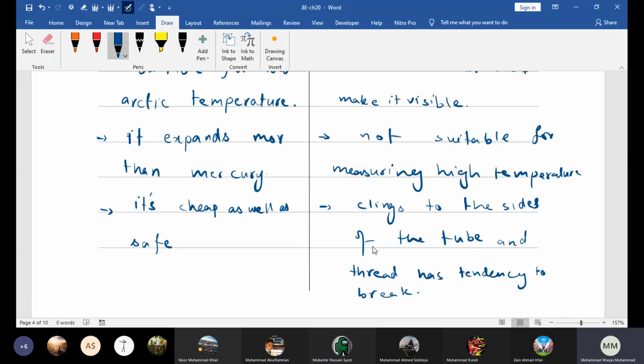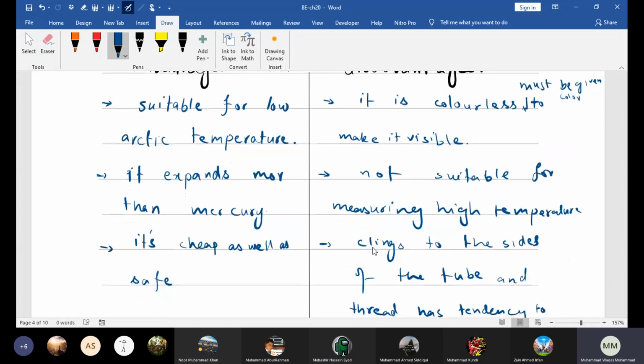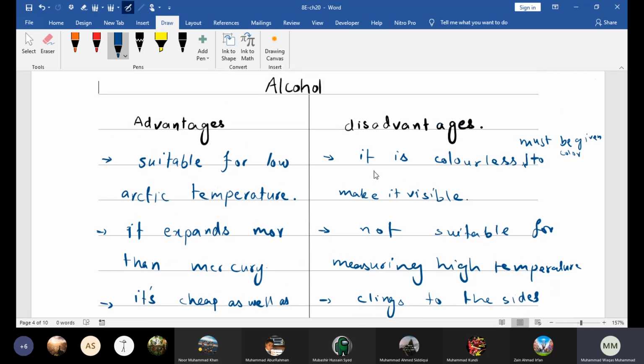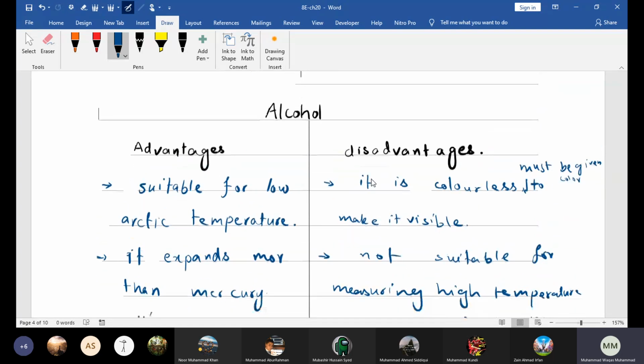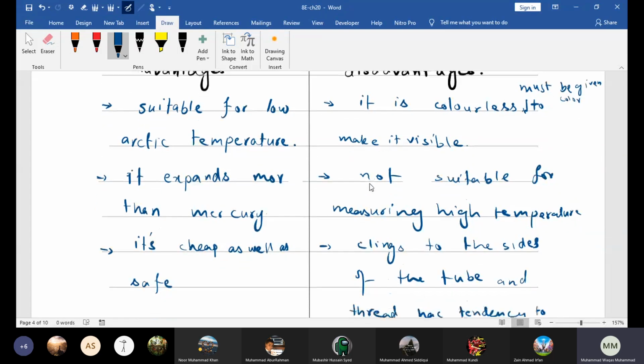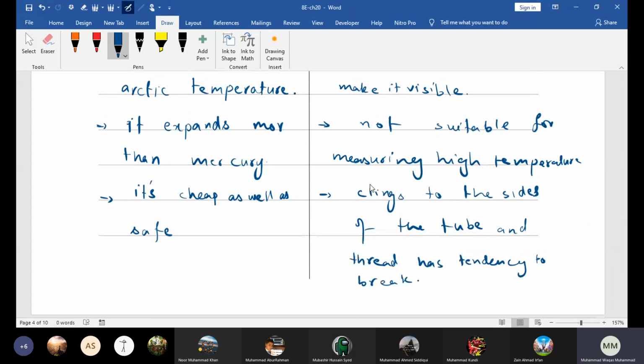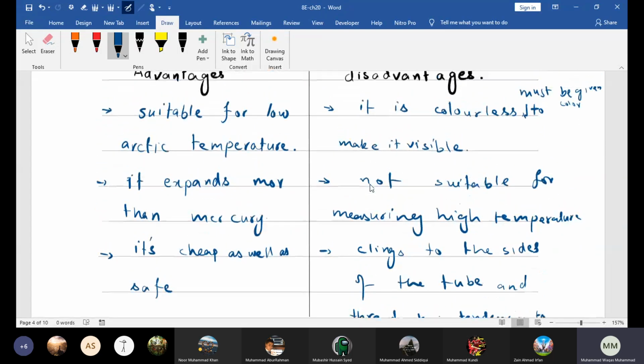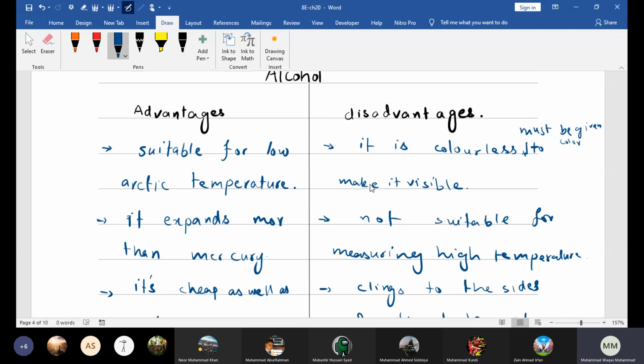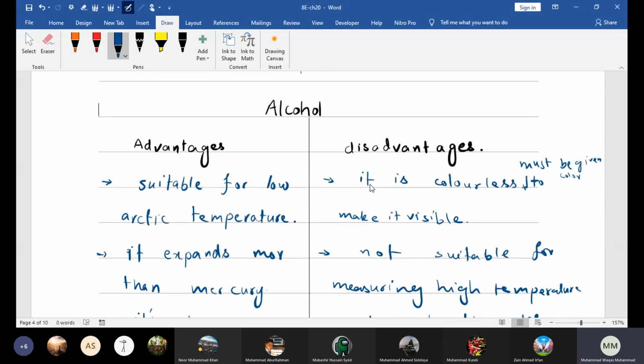Like we have discussed now, I think it should give you the idea. If we are measuring really high temperatures, like boiling water or other high temperatures, obviously mercury would be used, because alcohol has a boiling point of only 78 degrees Celsius. So it cannot be used to measure temperatures higher than 78, because it will boil at that temperature.